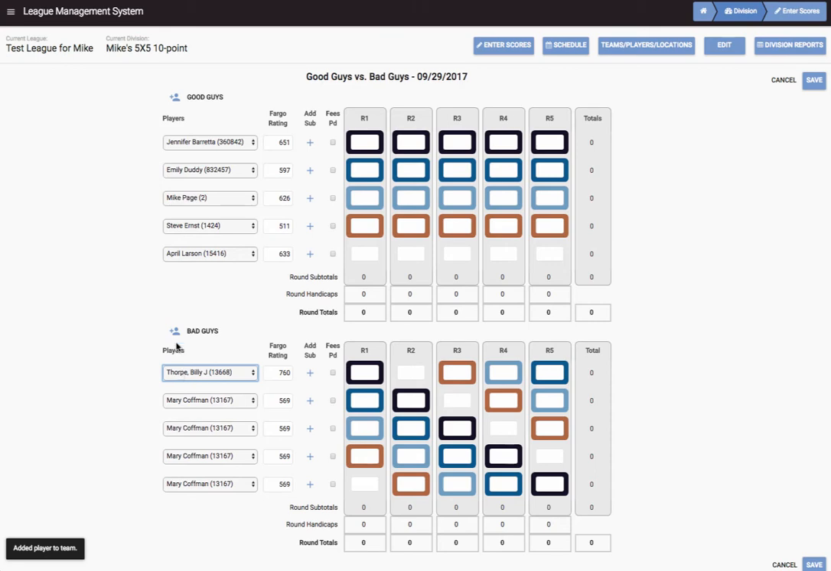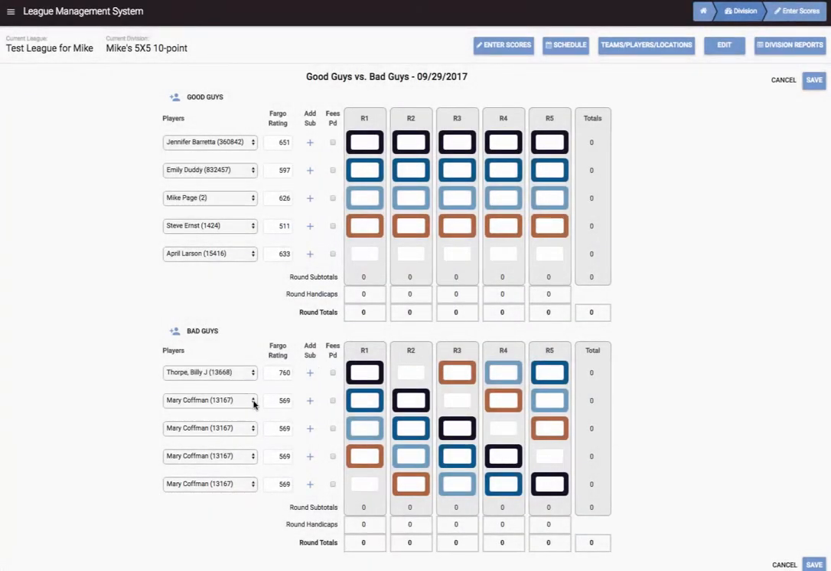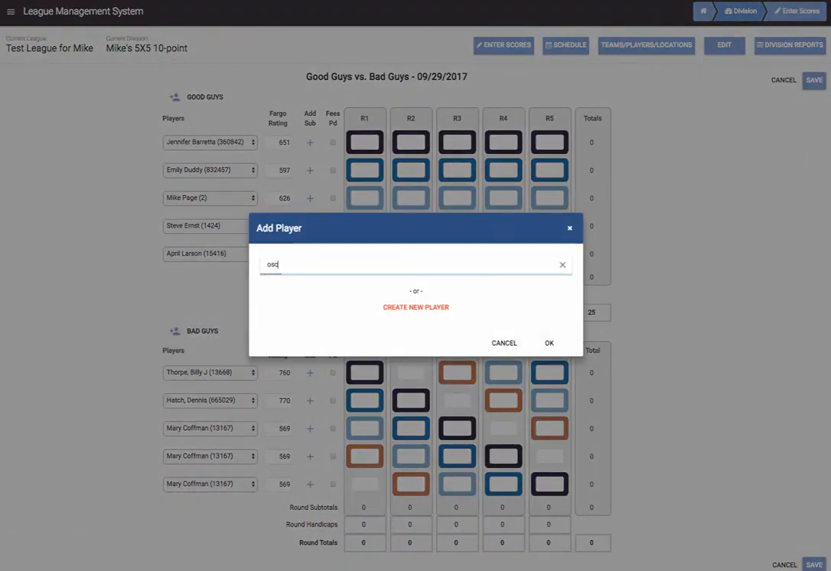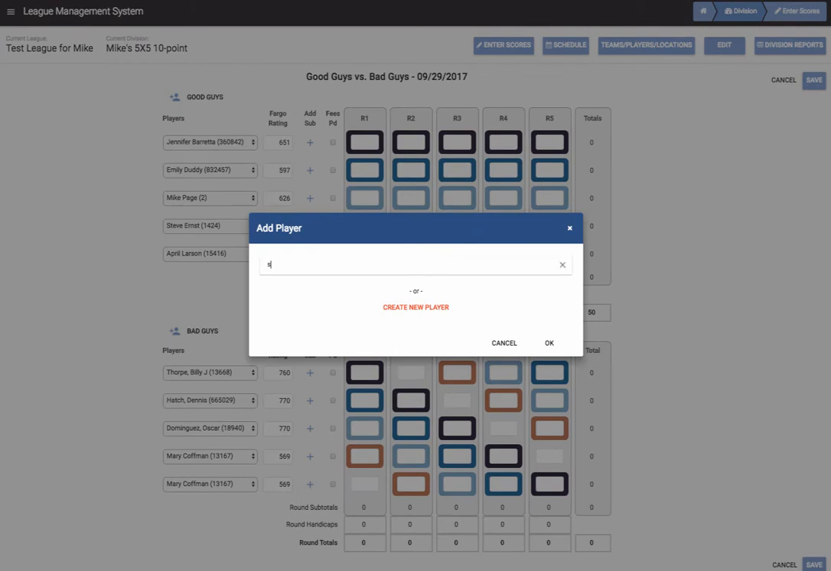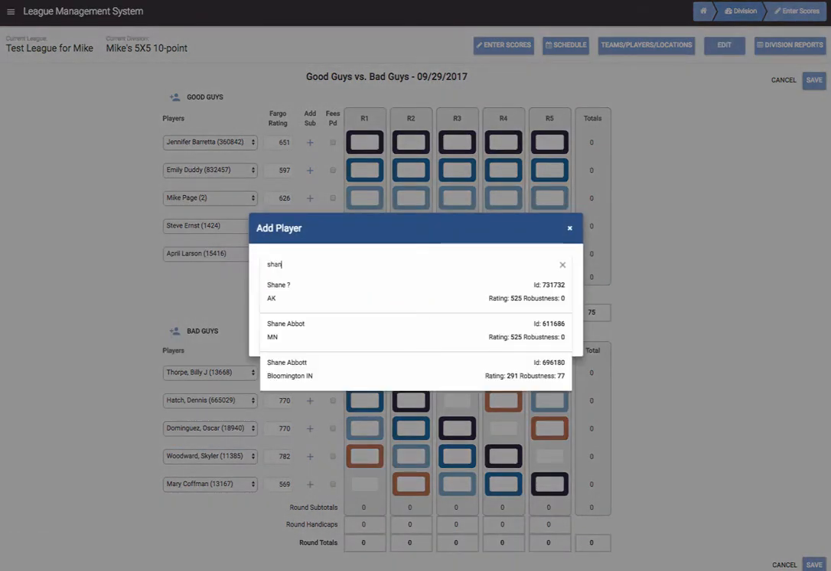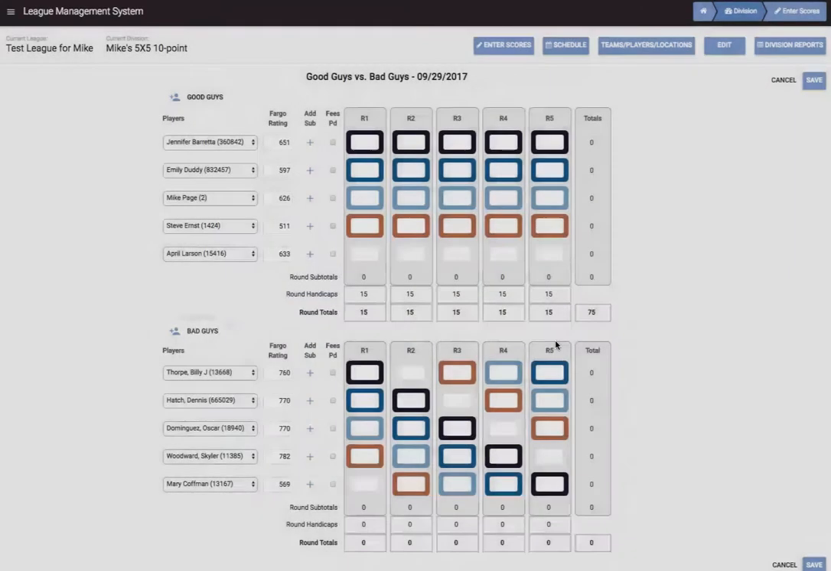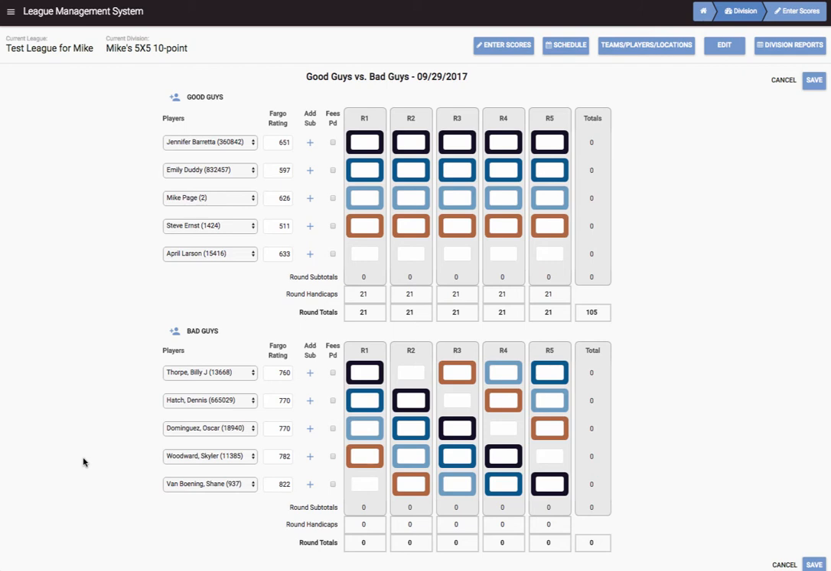Who's going to play here? They've got another friend named Dennis. They've got another friend named Oscar. They've got a friend named Skyler. And they've got one more friend named Shane. And once again, these are attached directly to the Fargo Rate database, so it comes in with the Fargo ratings and so forth.